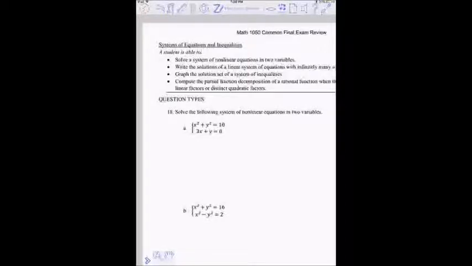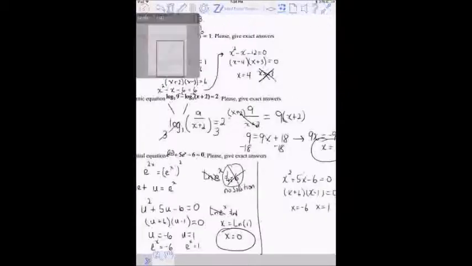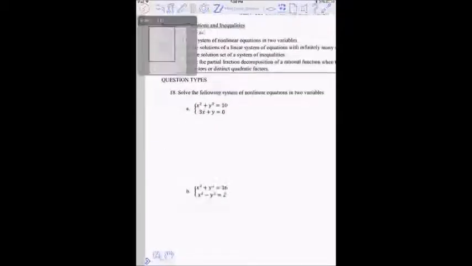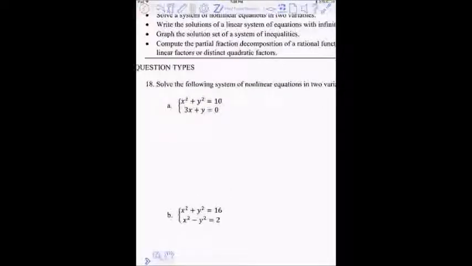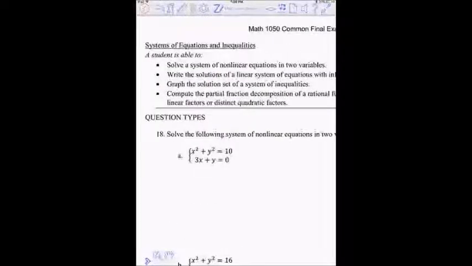Yeah, I think the numbering got a bit off here. It went from question 12 to question 18. So apologize for not keeping track of the numbers there. Now these are chapter 5, Systems of Equations and Inequalities.